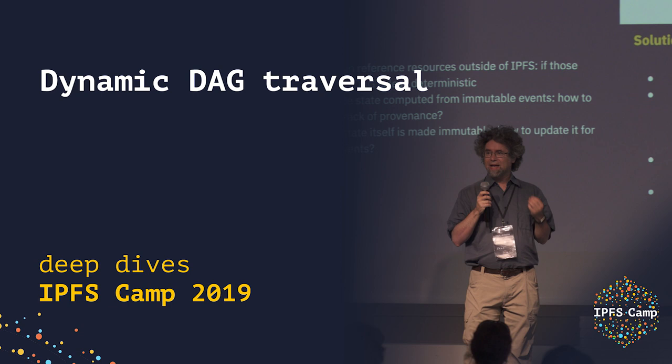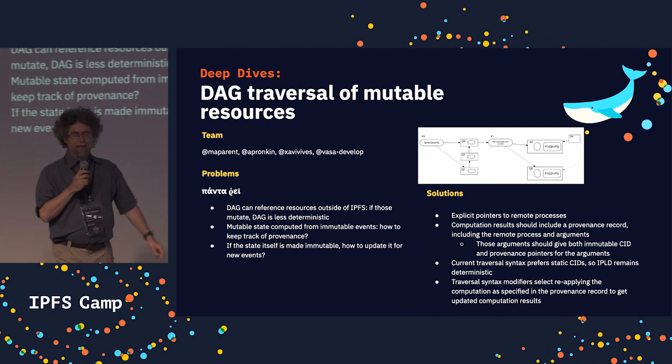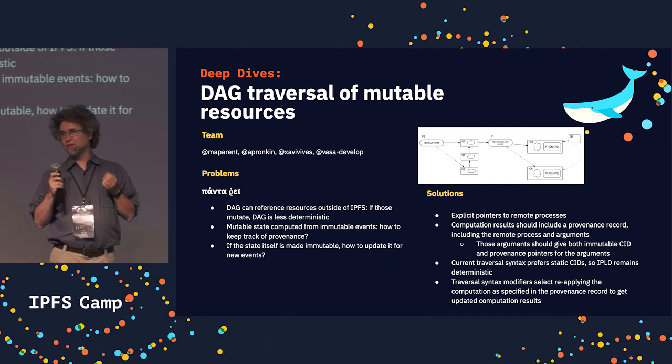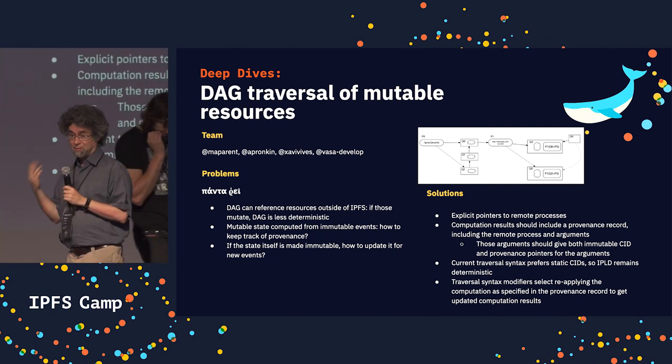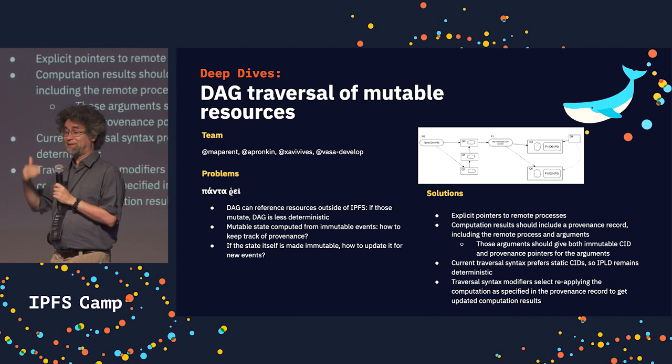Okay. DAG traversal of mutable resources. Rad. Okay, so the DAG traversal algorithm is optimized for immutable data, and we want this predictability.